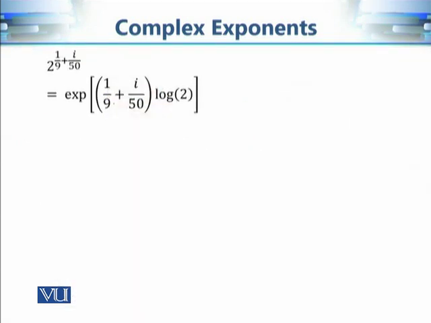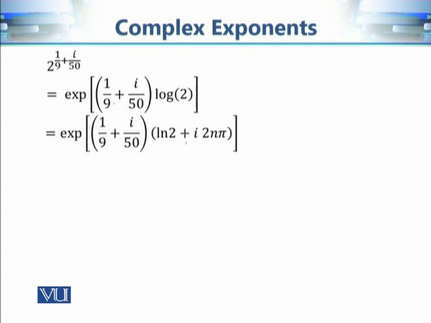Now let's consider this particular example where we are trying to calculate 2 raised to power 1 over 9 plus iota over 50. Okay, so in this case, this is the power, and the base is basically 2. So according to the definition, this is equal to exponential of (1 over 9 plus iota over 50) times log of 2. Okay, so by expanding log of 2, this becomes natural log of 2 plus iota 2 n pi, because 2 is basically a real number, so the principal argument of this is 0.